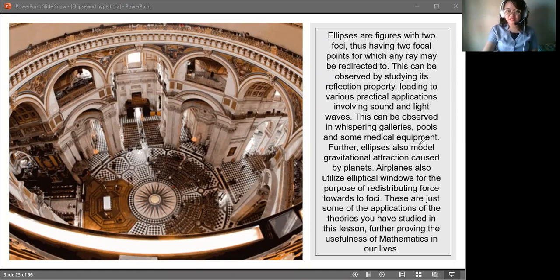Further, ellipses also model gravitational attraction caused by planets. That's why we have elliptical orbits for our planets. Airplanes also utilize elliptical windows for the purpose of redistributing force towards the foci. They are not necessarily circular because a circle has only one focus, which is its center. Rather, we use elliptical windows because this would now distribute the force to two focal points.